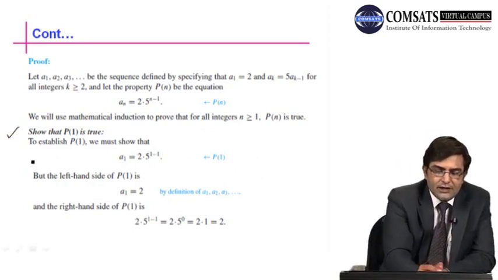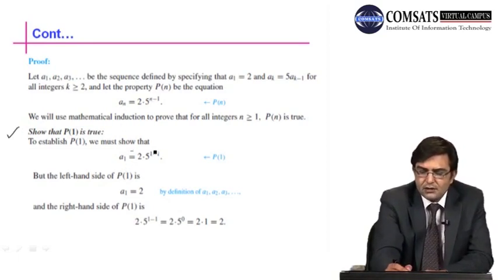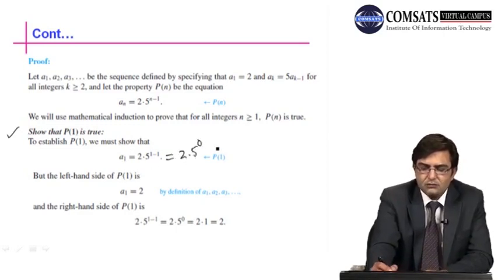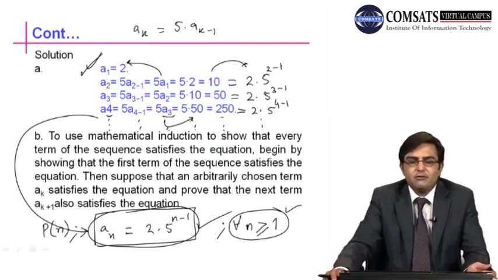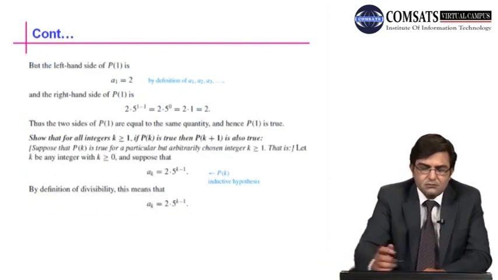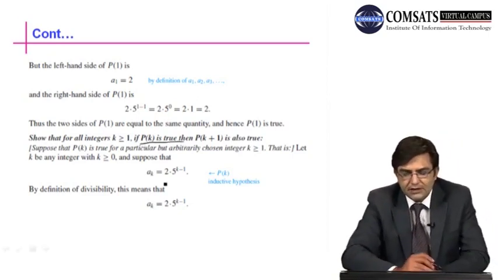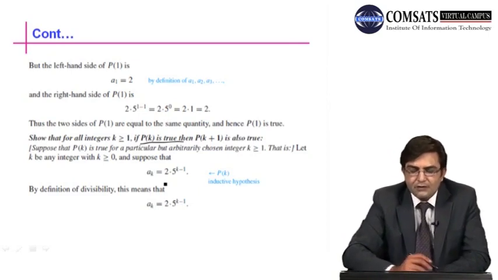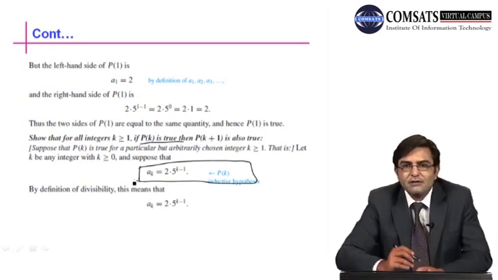First we have shown that p of 1 is true, meaning we put n is equal to 1 here. So this is 2 into 5 power 0, which is 2. So we get 2, and we are given that a1 is 2, therefore p of 1 is true. Then we suppose that p of k is true, the inductive hypothesis: ak is equal to 2 into 5 power k minus 1.